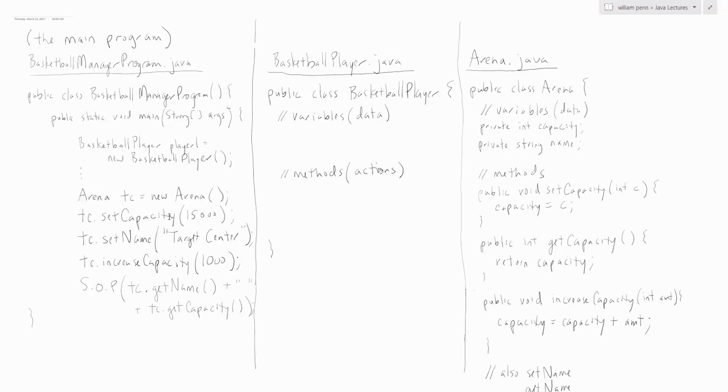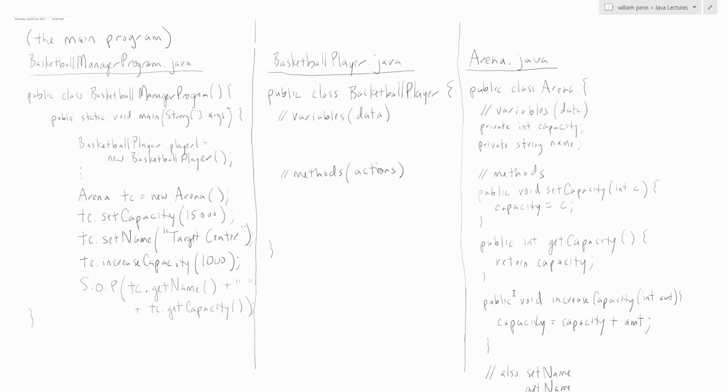So I'm calling setCapacity. What actually happens when I call setCapacity is it runs this code, setCapacity, for that particular TC object. Then I'm calling setName. I'm setting "target center." Again, what that does is call this setName method over here, which I don't have on here, and set that name for that particular object to target center.